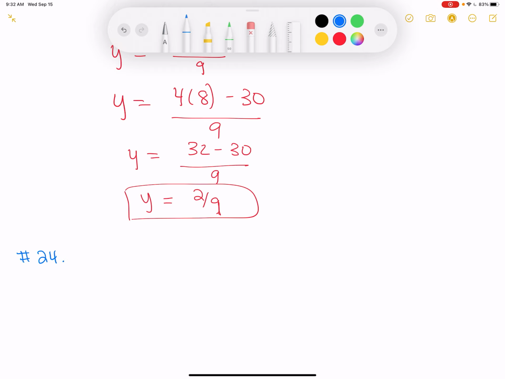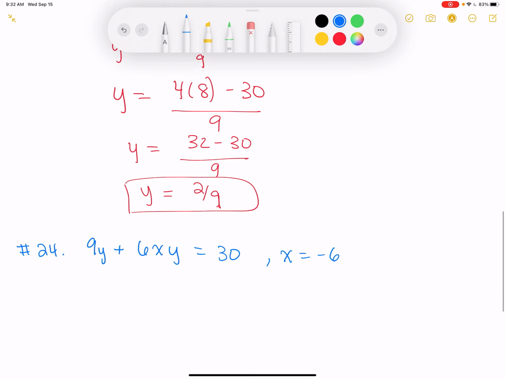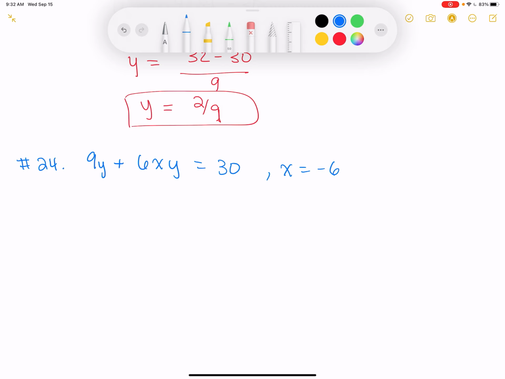So number 24 is 9y plus 6xy equals 30, and we want it for x equal to negative 6. All right, I need to get y by itself. Any suggestions on what I can do in order to make that happen? Subtract 6xy.